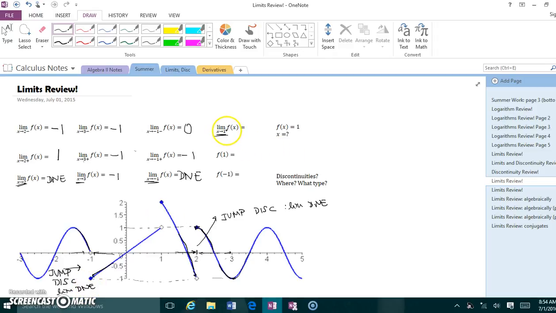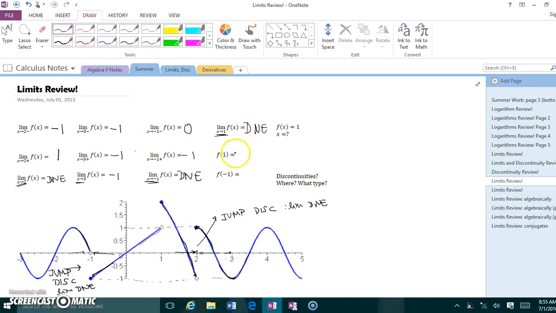Here, limit as x approaches 1. Well, notice I didn't ask for the left and right hand limits ahead of time, so that means you have to do them in your head quickly. As I approach 1 from the left, my limit is 1. I don't reach it, but I approach it. As I approach 1 from the right, my limit is 2, and I reach 2. But once again, I have a jump discontinuity there. The one-sided limits aren't the same, so the limit doesn't exist.